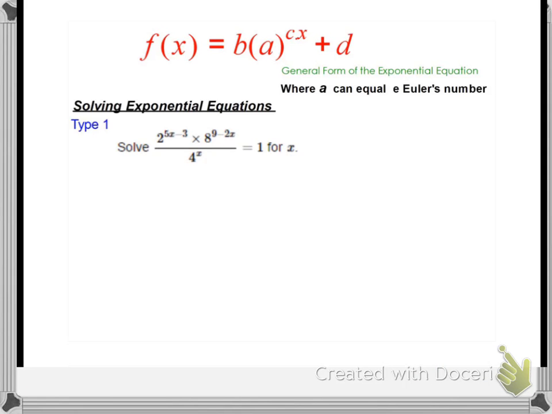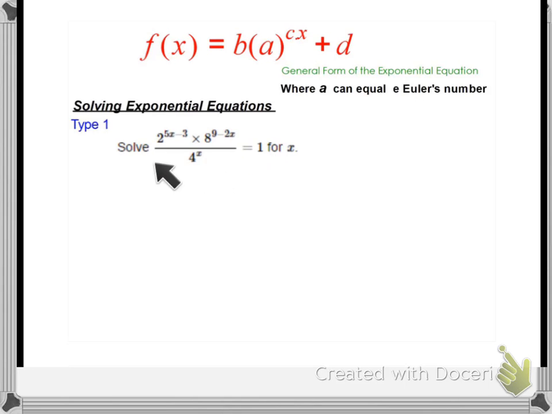Very good. So we can simplify exponential numbers, and we need that skill and extend it into solving exponential equations. So let's say here's a general exponential function. These are our parameters. A is the base number, and there's the x up in the exponent. And we've got plus d, a unit at the end. That's the general form of an exponential equation. Now, the base number a could also be Euler's number, E, approximately 2.7.